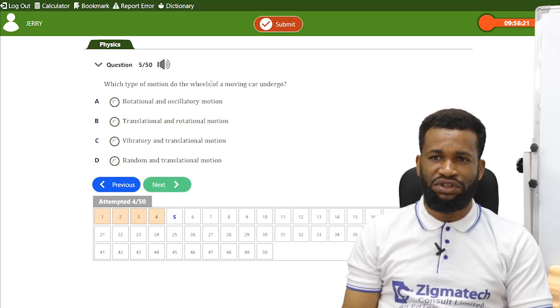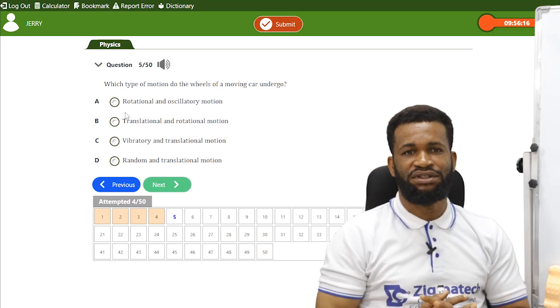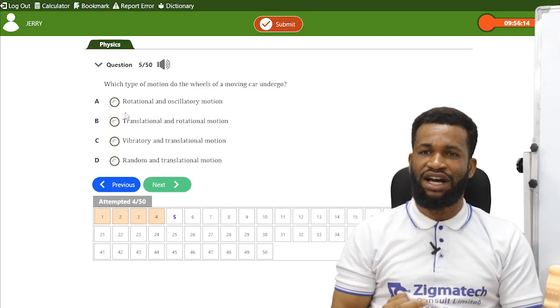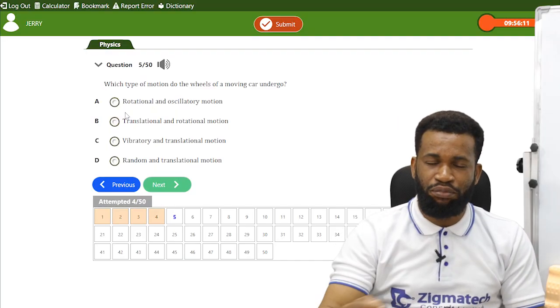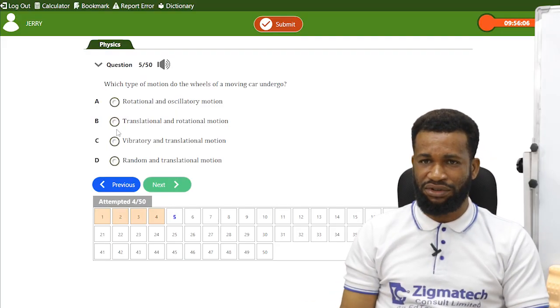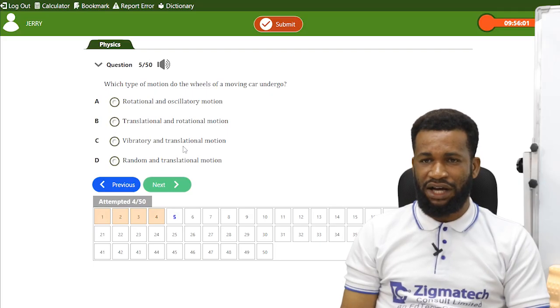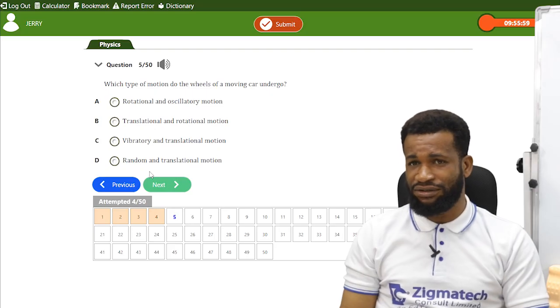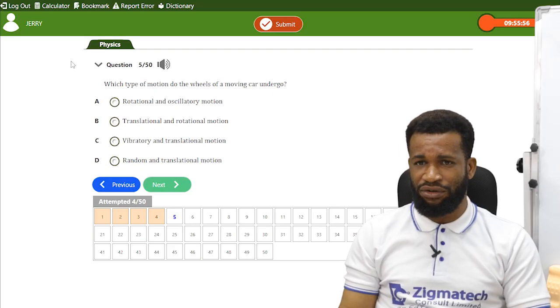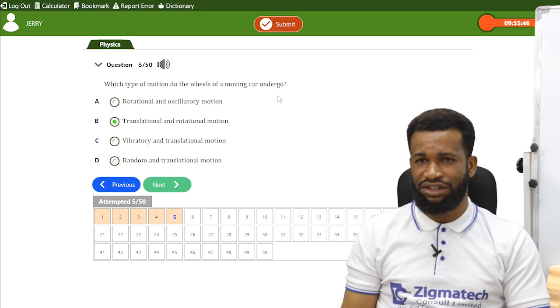Which type of motion do the wheels of a moving car undergo? When a car is moving, 2 things are happening. The wheels are rotating, and it is moving from one point to the other. So we are going to choose rotational, and oscillation is not the option. Translational and rotational. Vibratory and translational. Random and translational. A car does not go in a random motion. A car does not vibrate while it's moving. So the option is B, which is translational and rotational.